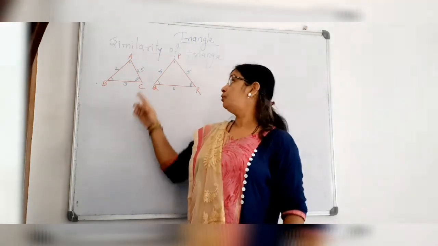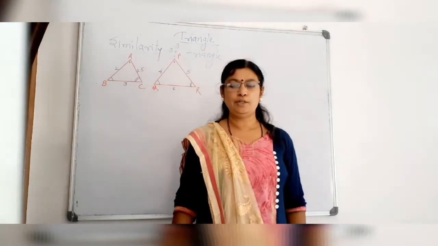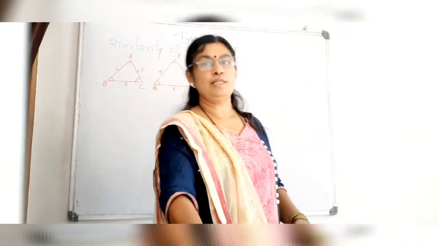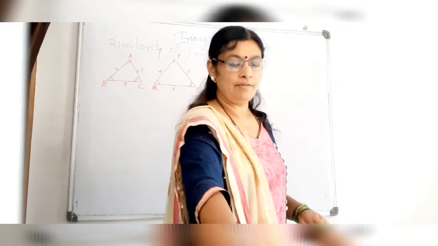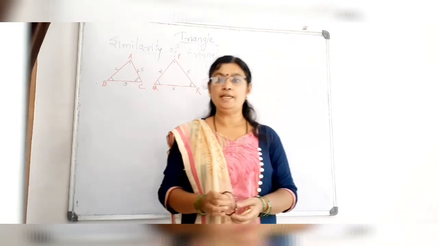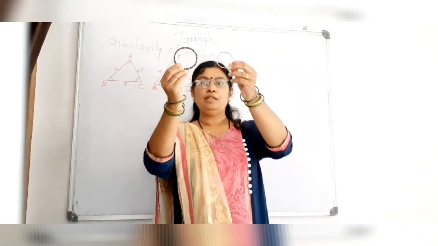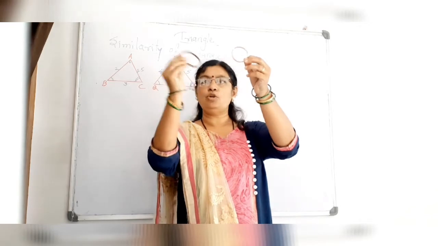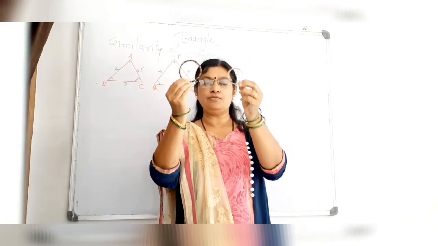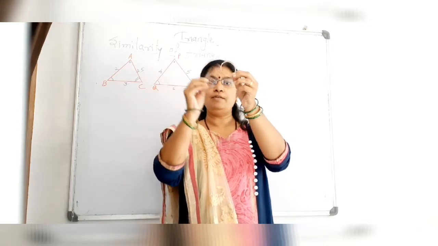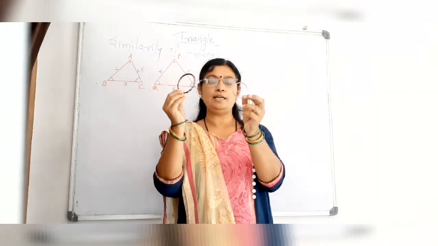Today we are going to learn what is meant by similarity of triangles. Now first see what is meant by similar figures. Similar figures means having the same shape but having different size. Now see here, these two bangles are there. It is smaller, it is bigger. These two are similar bangles, similar figures. Similar figures means having the same shape but sizes are different.